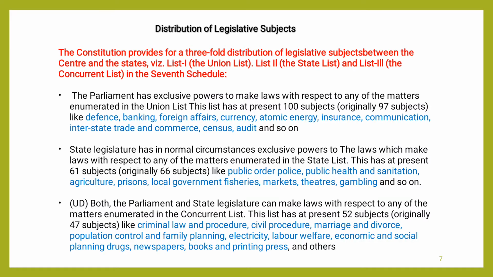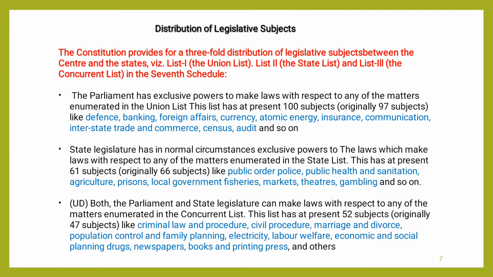Discussing the first one, that is the union list, also termed as the center list. There are around 100 subjects in this list. Parliament can make laws on these 100 subjects. For example, defense. The defense of the country is looked after by the army. And who controls the army? It is the center that controls the army.